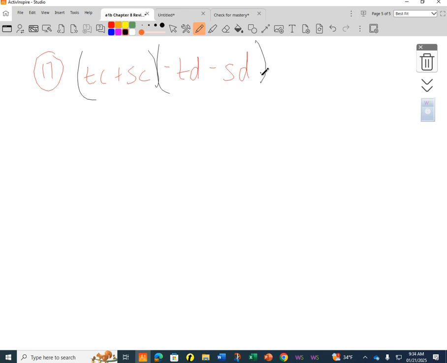What's it say? Like GCF each group. Yes. So we know we're going to have 2 factors. So what's the greatest common factor of the first 2? Not TC, there's not a T here. There's a C in both of them though. So C is our greatest common factor.